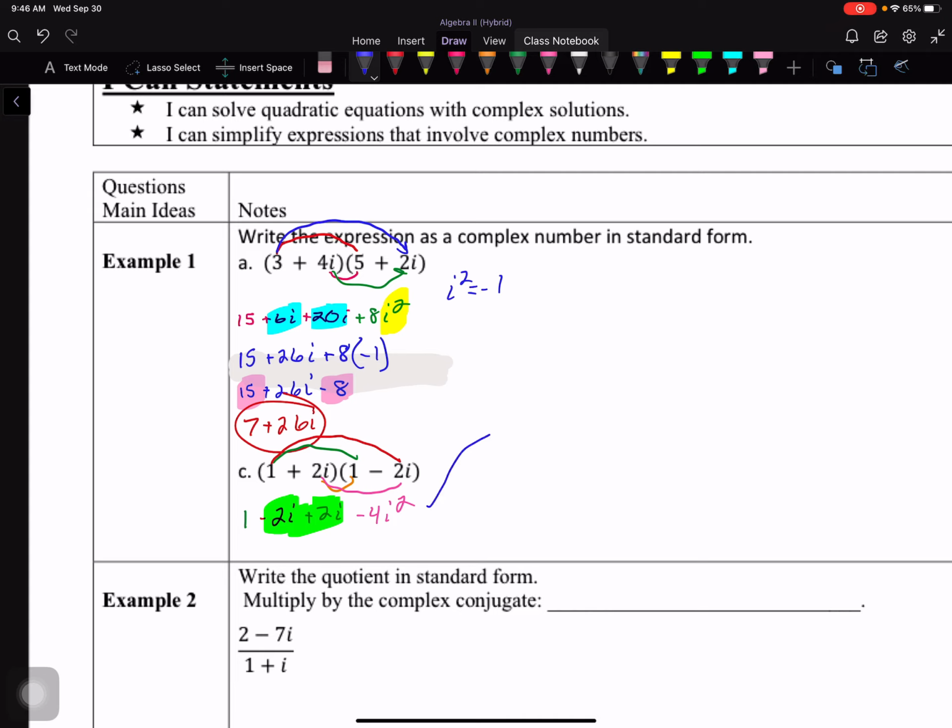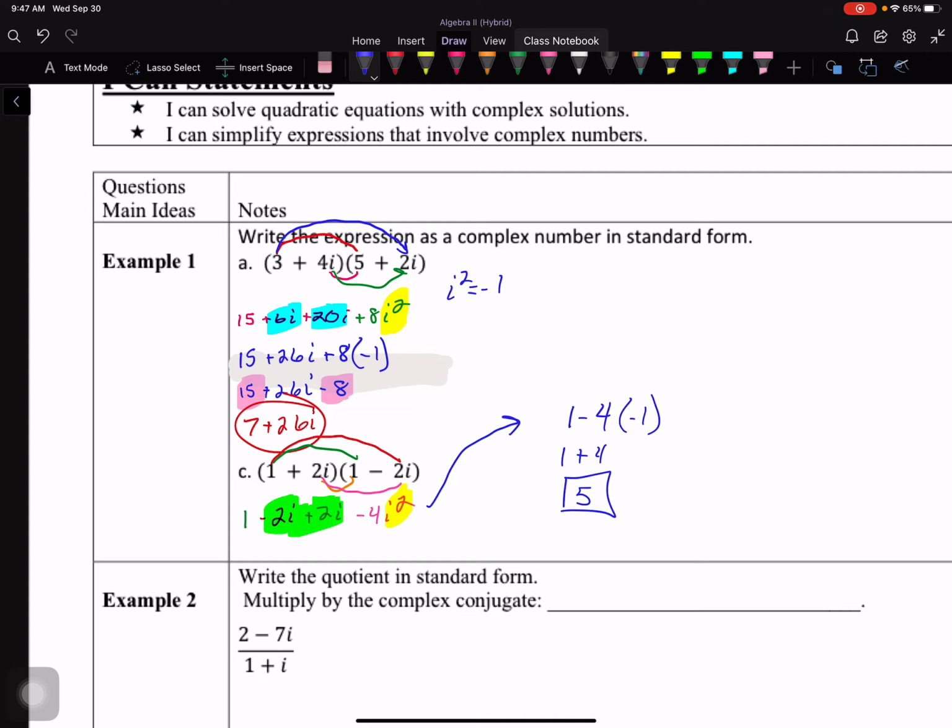So I'm going to jump over here quick. We have 1 minus 4, and again, I'm going to take care of this i squared business right away. 1 minus 4 times -1 is 1 plus 4, or 5.